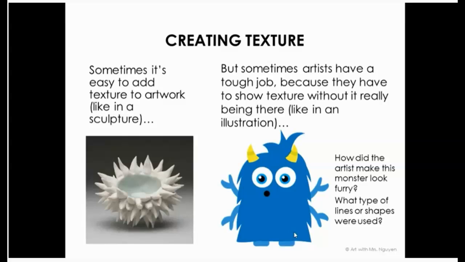On the other hand, the monster on the right, it's a little harder because it is a two-dimensional surface. It's on a screen. It's like an illustration. So what did the artist do to suggest that the monster is furry? What types of lines or shapes were used?